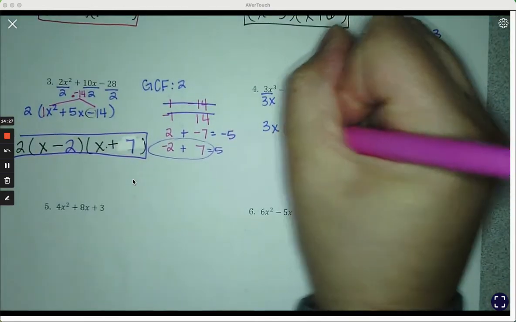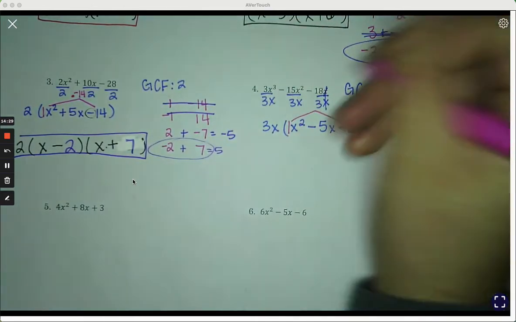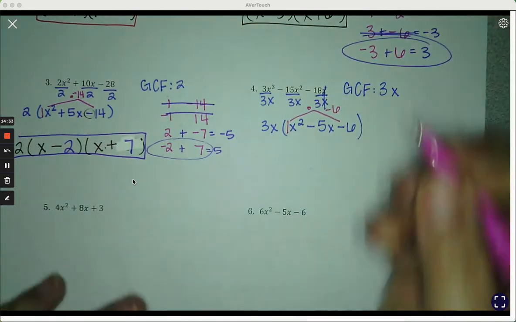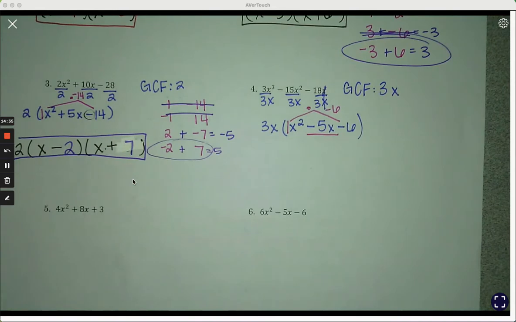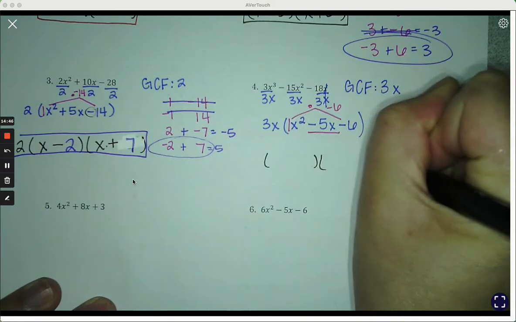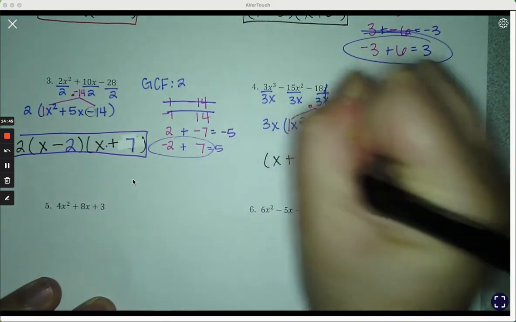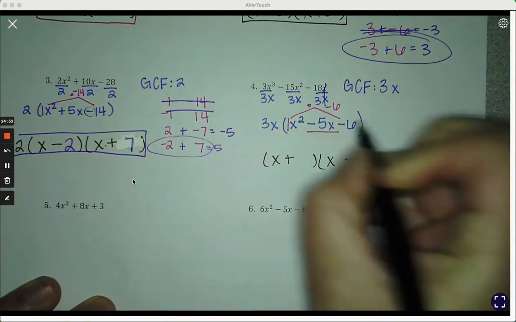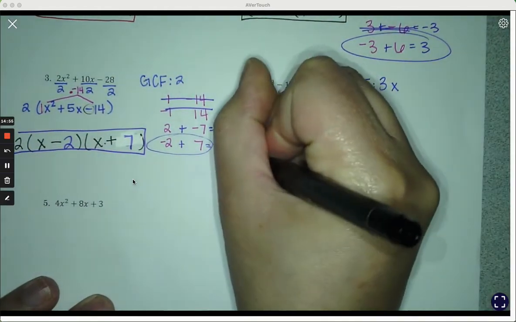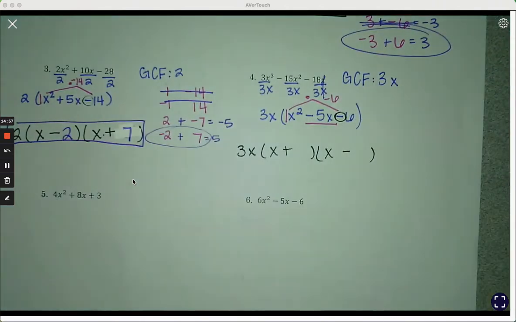So, magic number is a negative 6. We want it to add to negative 5. This is another one of those like inside the parentheses. So part of my answer is going to be x plus, x minus, because it's negative right here, so they have to be opposite. The greatest common factor hangs out outside, just like that.